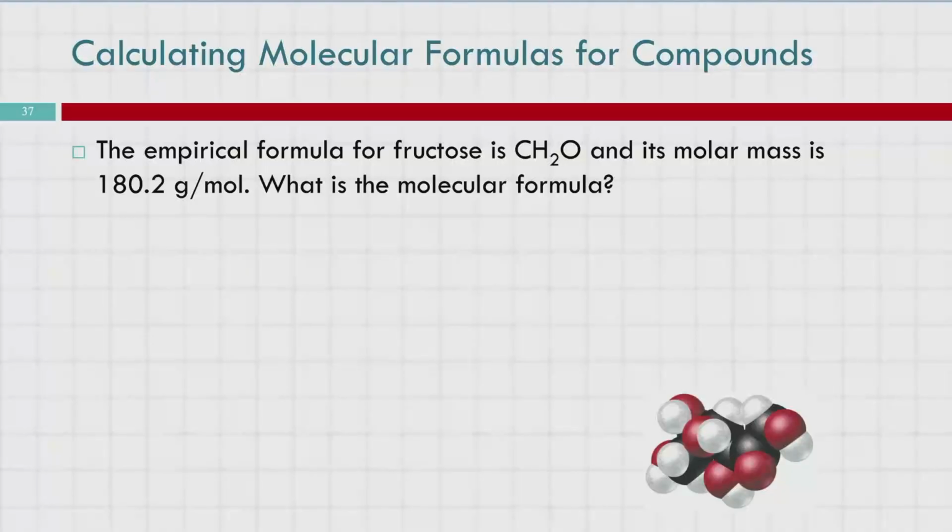So the empirical formula for fructose, it's a sugar, it ends in ose, is CH2O. Its molar mass is 180.2 grams per mole. So we need the empirical formula molar mass of CH2O. We're going to put the 180.2 grams per mole on the top, and we're going to divide it by whatever CH2O has for its molar mass.